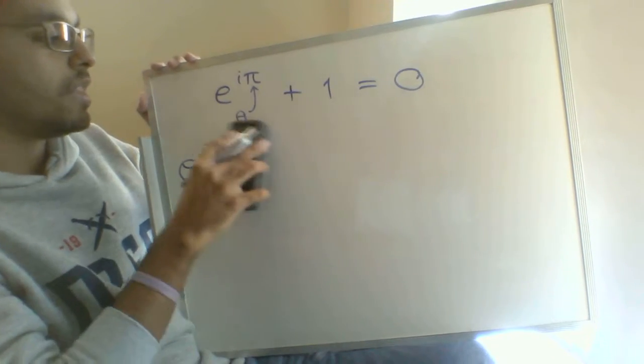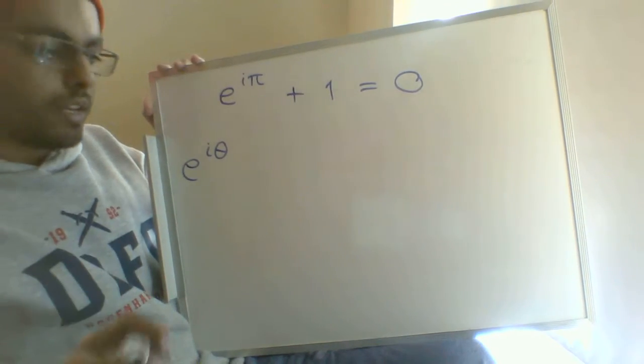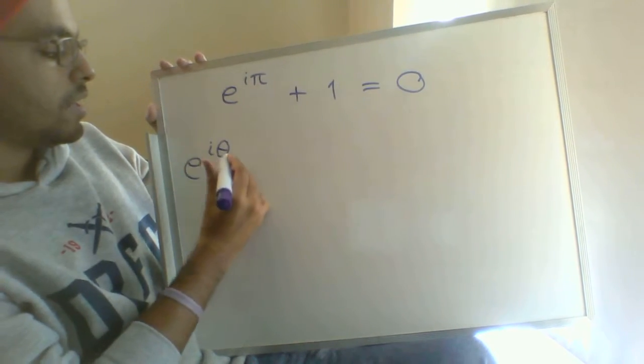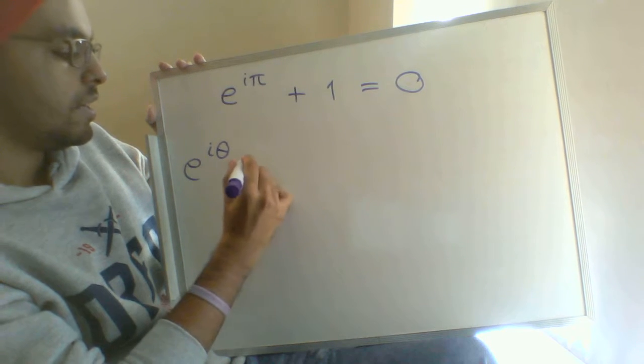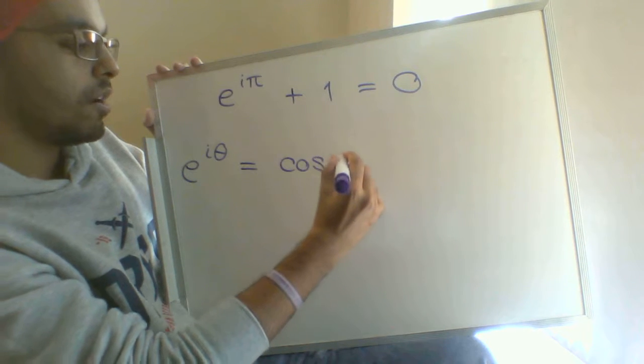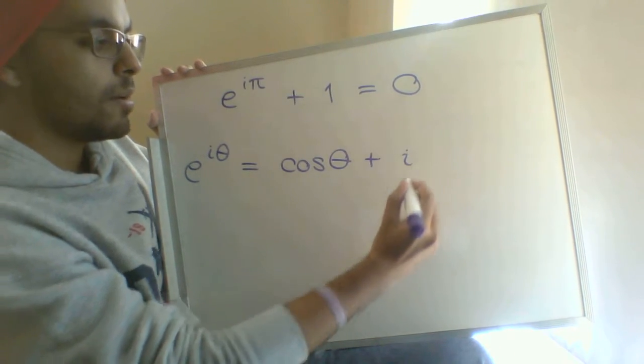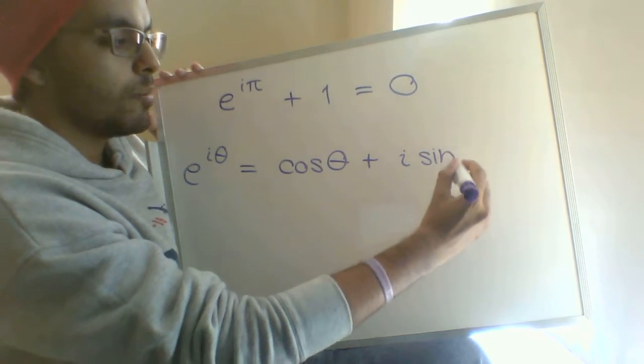So e to the i theta is actually got a formula that's rooted in trigonometry. e to the exponent i theta is actually the same as cosine of theta plus i multiplied by sine theta.